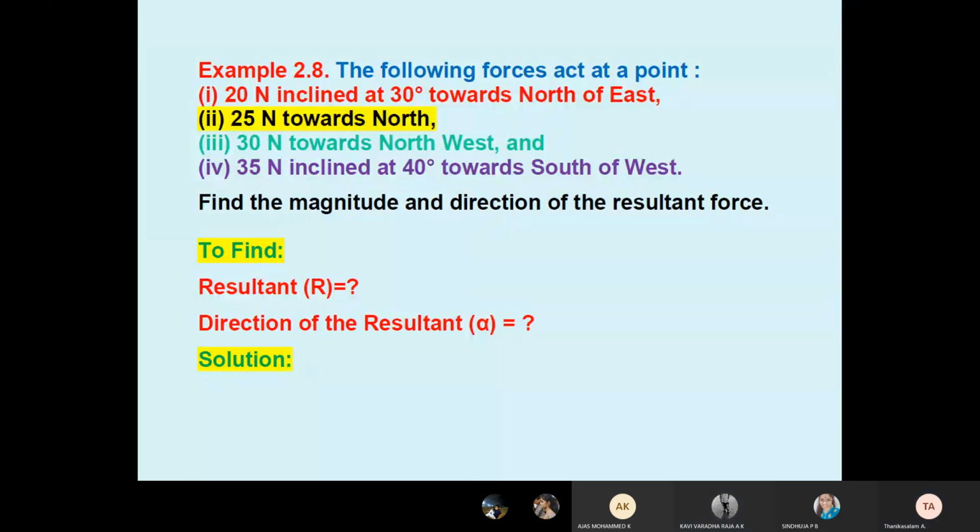Vignesh, can you read this problem? Azaj Muhammad, yes, sir. Can you read this problem? The following forces act at a point: 20 Newton inclined at 30 degree towards the north of east, 25 Newton towards north, 30 Newton towards the northwest, and 35 Newton inclined at 40 degree towards the south of west. Find the magnitude and direction of the resultant.